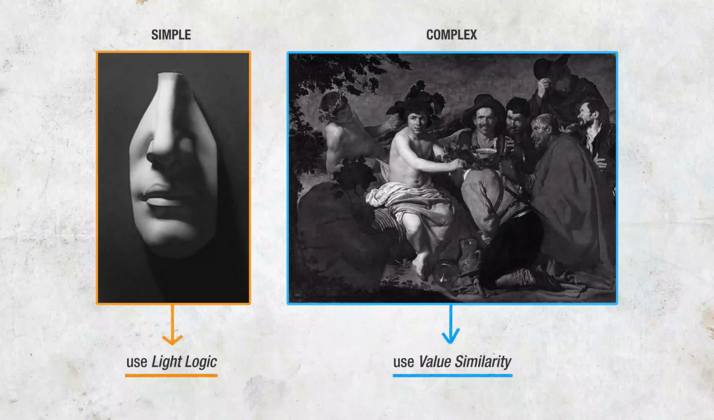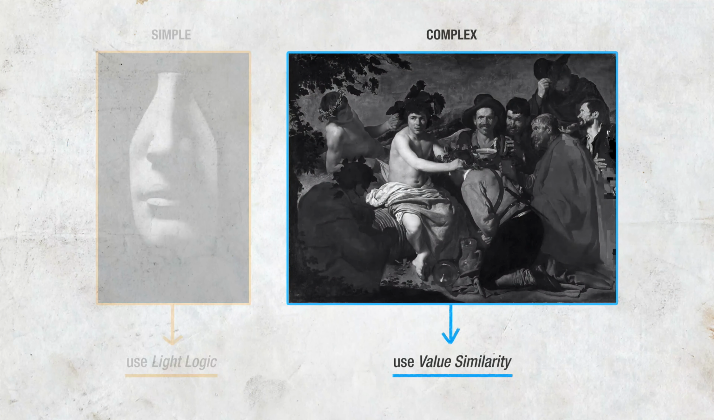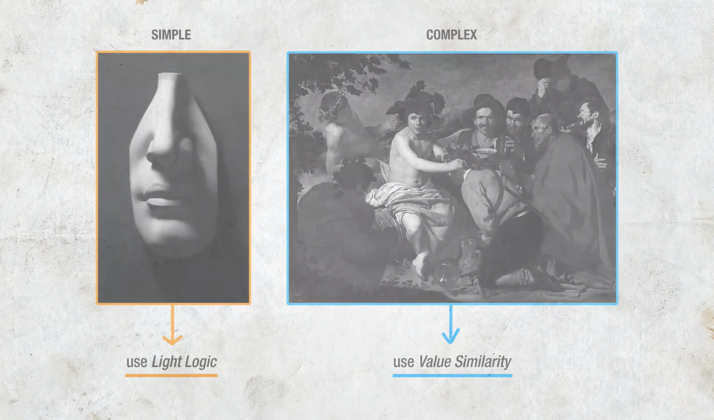In my mind, we have two options. If the subject is very simple, the best approach is usually to use light logic to create your value groups. This means thinking about modeling factors and separating light and shadow, adding dark halftones and so forth. If the subject is more complex, it makes sense to simply group similar values together, regardless of modeling factors. Let's do light logic first.